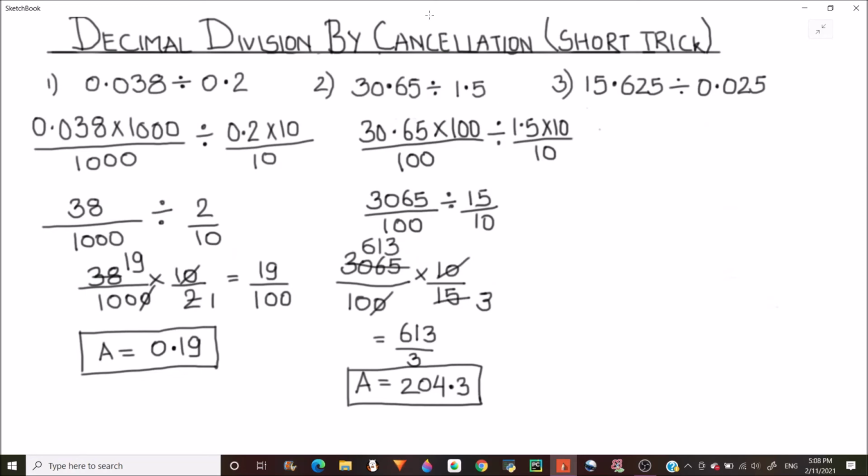So now let's move on to our next example, which is 15.625 divided by 0.025. So here, as there are 3 digits after the decimal point, to remove this decimal we have to multiply this number by 1000. So as we are multiplying, we have to divide the number by 1000 too. And 0.025 also has 3 digits after the decimal, so we have to multiply and divide this by 1000.